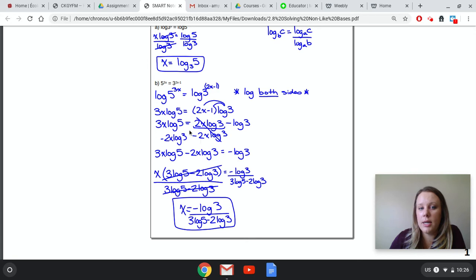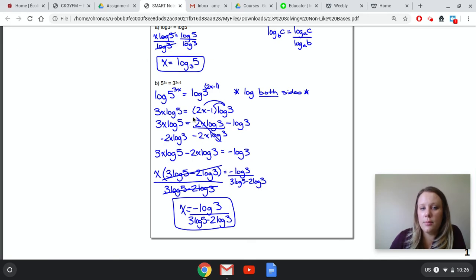So if I was writing this on the board in class, you would only see what's above my cursor right now. Next thing you want to do in algebra is you want to get all of your like terms on the same side. So what we've done for years is put all of the x's onto one side of the equation. That's what you can see me doing here.